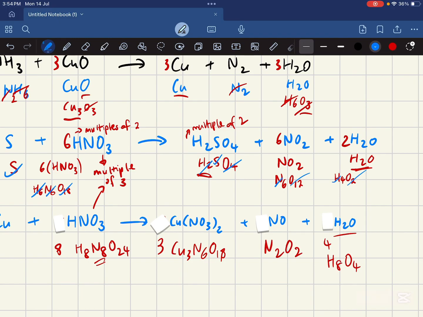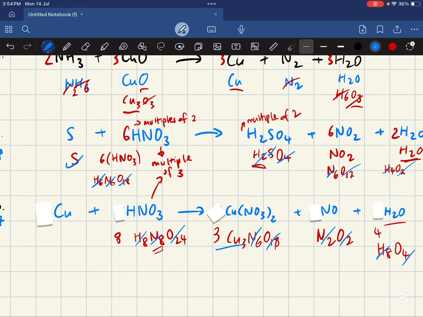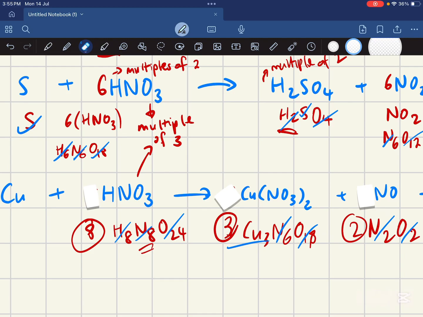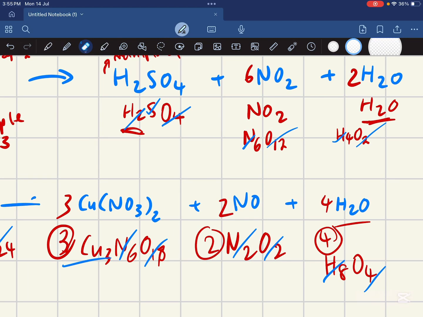We check H8, N8, O24, 18, 2, 4, Cu3. So we need a 3 here. So 3 here, 8 here, 3 here, 4 here, 2 here. There you go. That should be our answer. 8 here, 3 here, 2 here, 4 here.